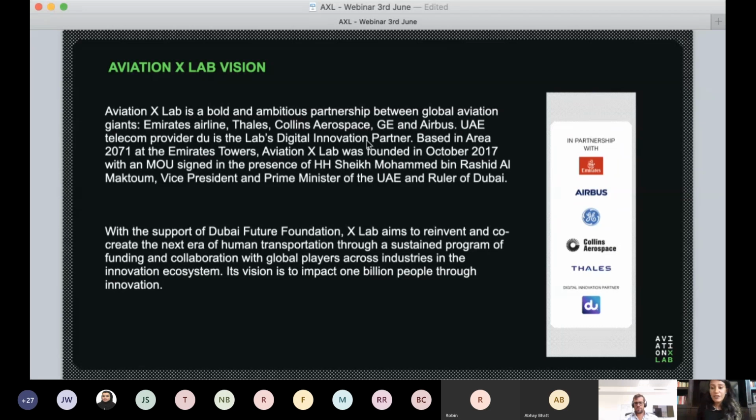Now a bit about where Aviation X Lab stands in the UAE. Aviation X Lab is part of a series of programs under Area 2071. And for those of you who are unfamiliar, Area 2071 was also launched around 2 to 3 years ago with the same vision, which is to prepare for the centennial of the United Arab Emirates. And it has key industries as well. Aviation is one of them, but you have transportation, you have healthcare, and so on. And each of the different industries have their own program, similar to what Aviation X Lab has, to really try to introduce innovative solutions as part of the industries going forward.